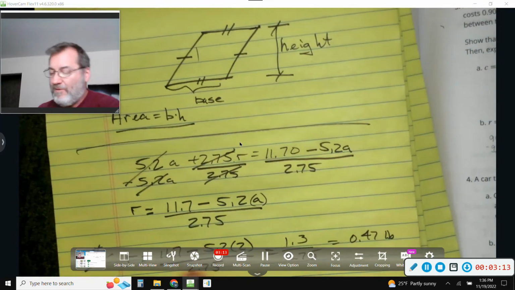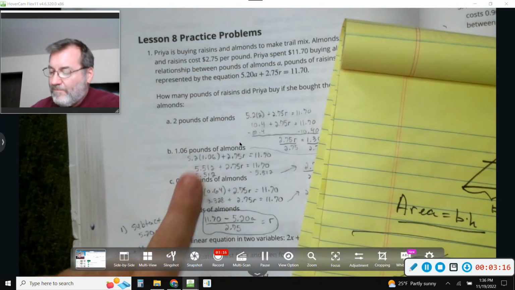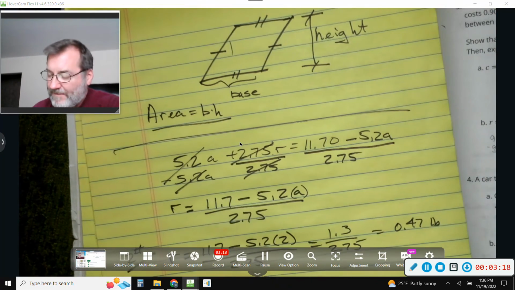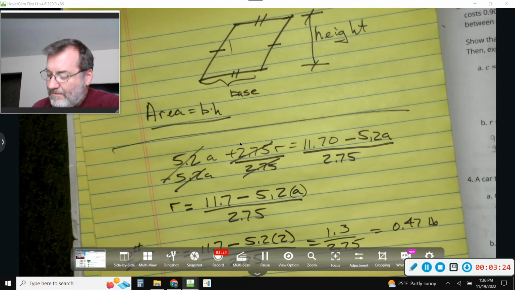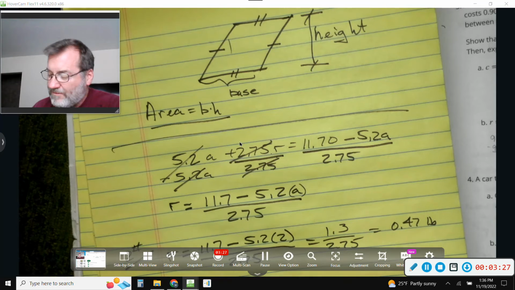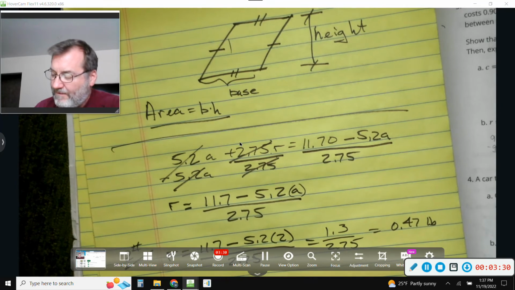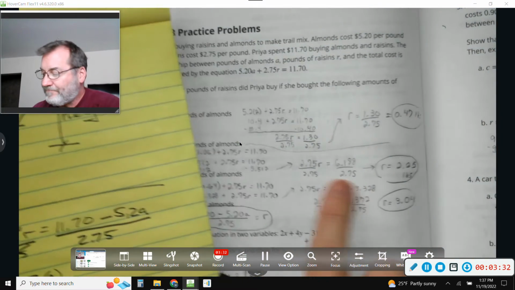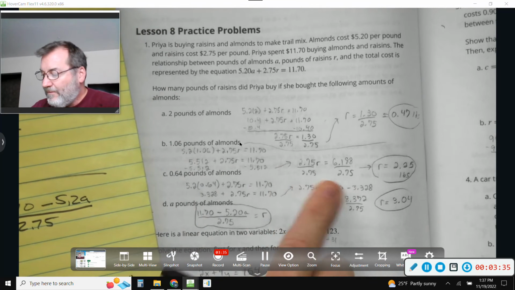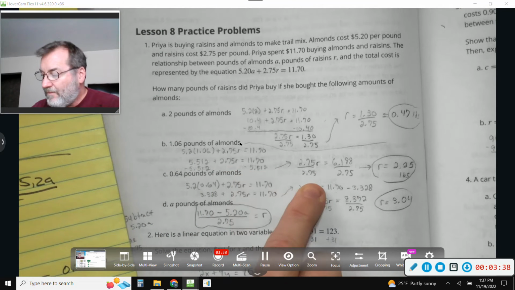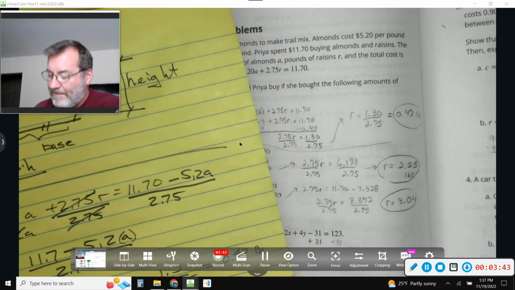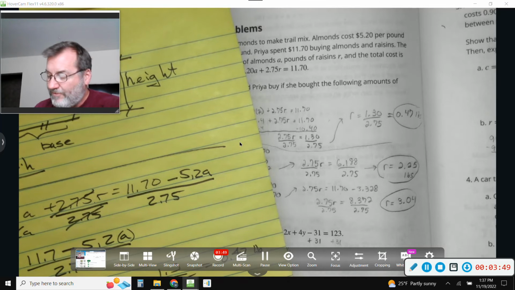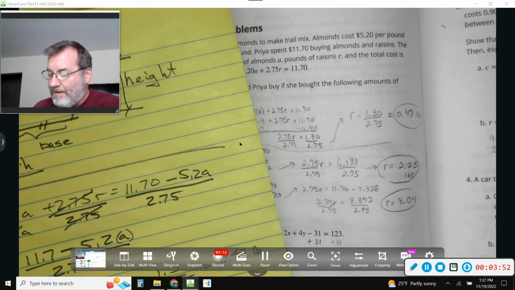The next one is 1.06 pounds of almonds. So we're going to take that same equation and substitute in the 1.06 pounds. R equals 11.7 minus 5.2 times 1.06, all divided by 2.75. When you do the math there, you end up with 6.188 divided by 2.75, which equals 2.25 pounds of raisins.